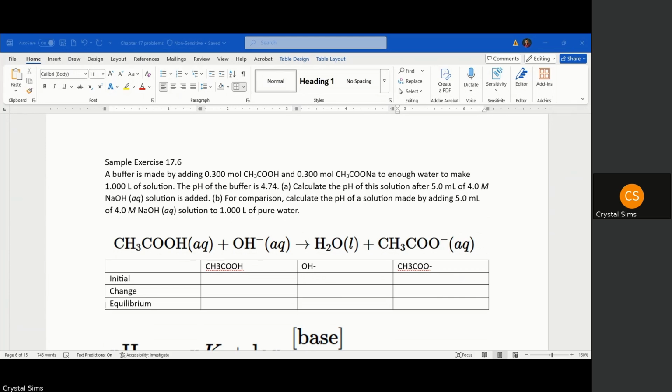So we have 0.300 moles of acetic acid in 1 liter of solution. So that is going to give us a molarity of 0.300. And then we look at the volumes here. The volumes are going to change because the hydroxide ion right here is going to come from that sodium hydroxide that we're adding. And so our volumes are going to change a little bit. So we have to consider that when we're working these types of problems, when we're doing these stoichiometric calculations.